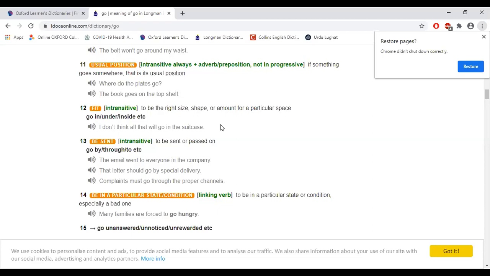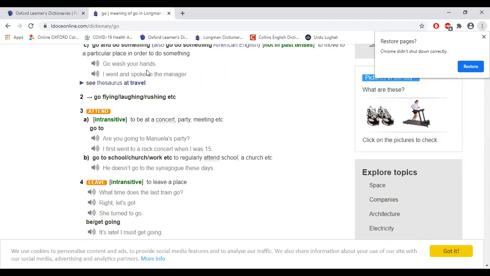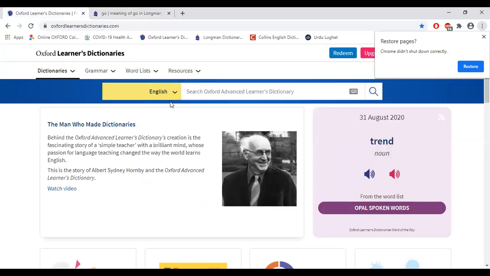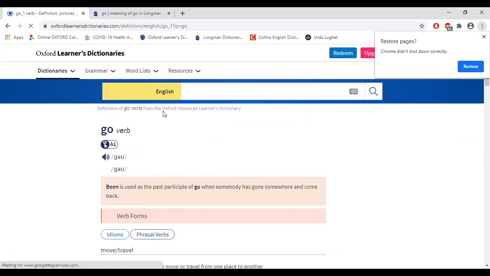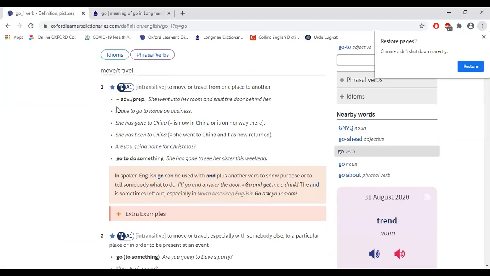This is the example. You can see over here a word, go. I have typed it in an online dictionary. So you can see here how many meanings this word has. How many meanings does this word have?